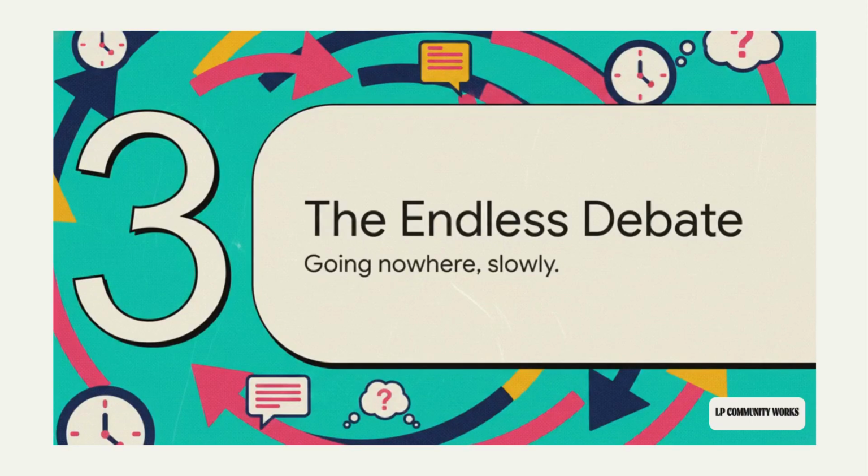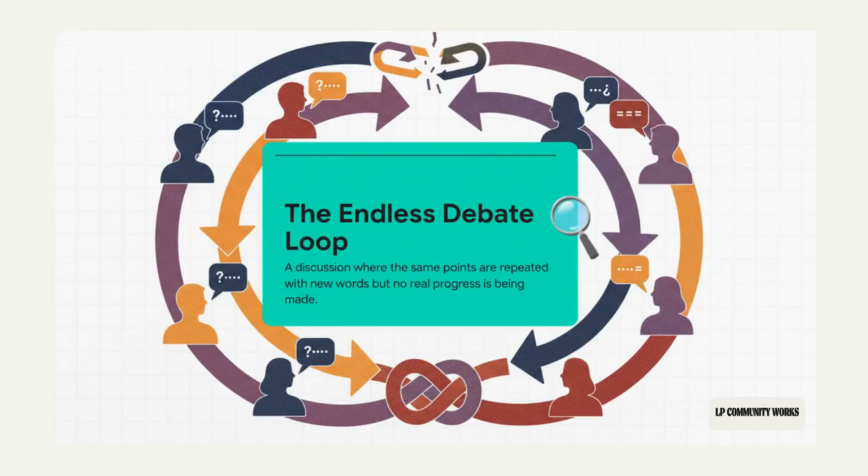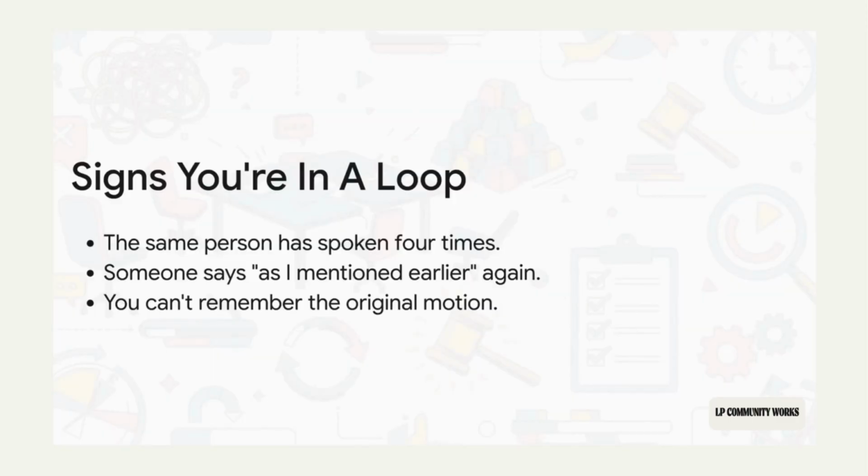You know, just as bad as total chaos is the meeting that just goes nowhere. The discussion that circles the drain but never actually reaches a decision. This is what we call the endless debate loop. And it feels like you're making progress because, hey, people are talking, but you're not. The same arguments are just being rephrased over and over, and everyone is just waiting for someone else to break the cycle.